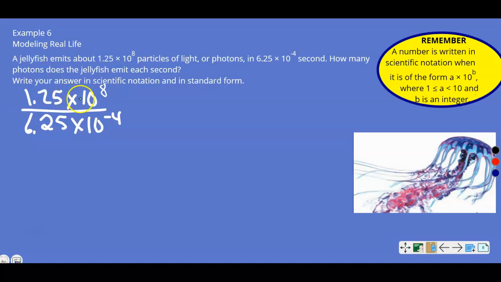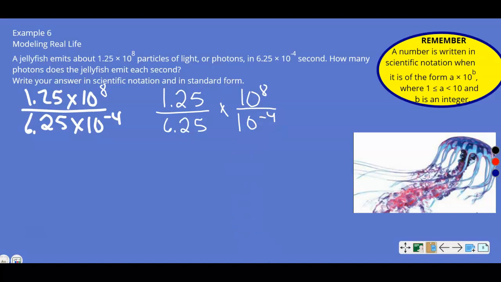All right, so what we can do, we see that we are multiplying. These have the same base, these do not. So what we can do is separate this. So we can write this as 1.25 divided by 6.25 times 10 to the 8th over 10 to the negative 4th. Then we can simplify this.